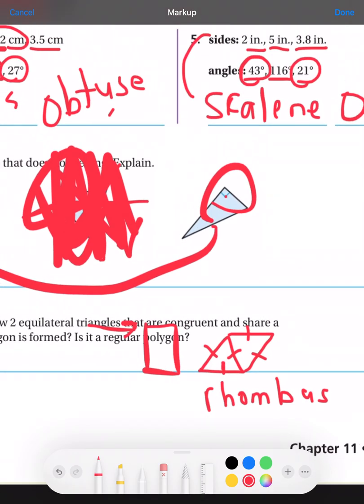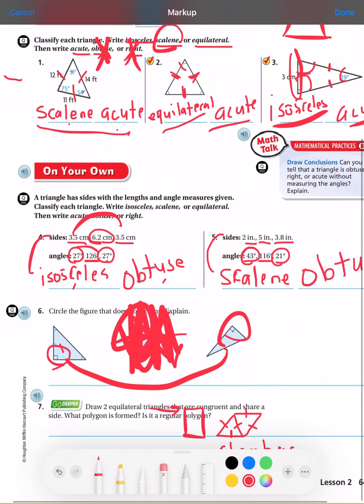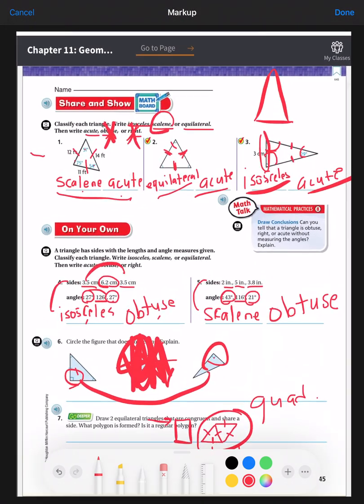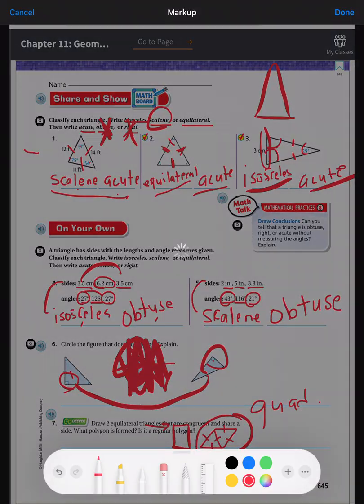That's supposed to be a tricky question, and I guess it kind of is, but if they share a side, then they're going to form a new... Actually, it forms a quadrilateral, doesn't it? Forms a quadrilateral and a rhombus. All right. Done.